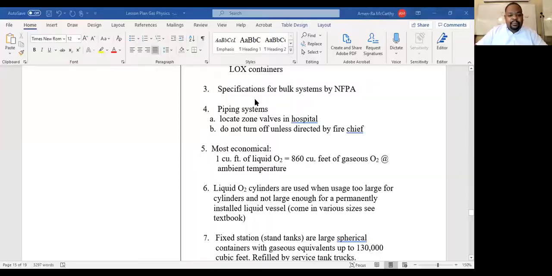All right, go back to the lesson plan. So the piping systems: locate the zone valves in the hospital. Do not turn off unless directed by the fire chief. Because if you turn the oxygen off, then nobody on that unit is going to be getting oxygen.